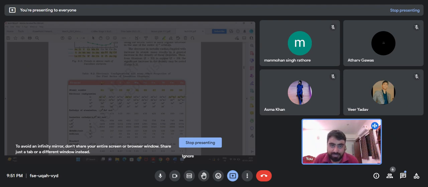Now, how to write this down? See, it's very difficult to write it like Sc, Ti, V, Cr, Mn, Fe, Co, Ni, Cu, Zn, zinc. So I'm making you write one trick over here. Okay, so take out your pencils and your textbook, write it down.